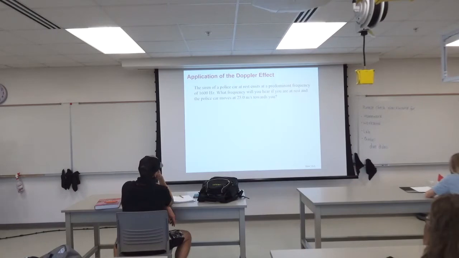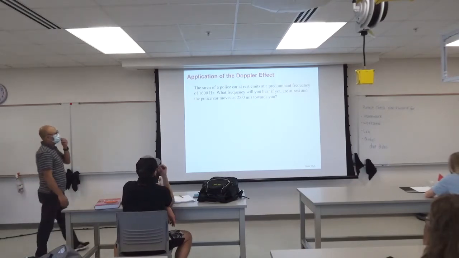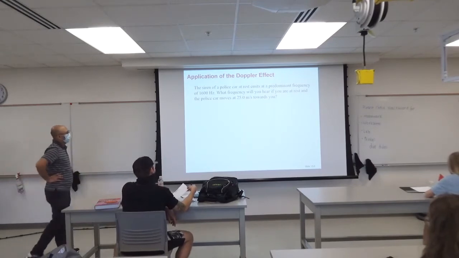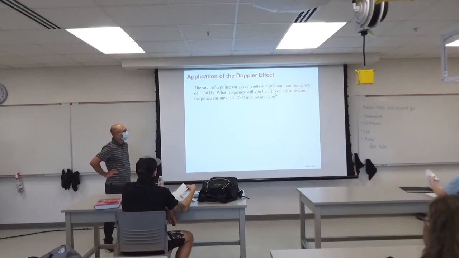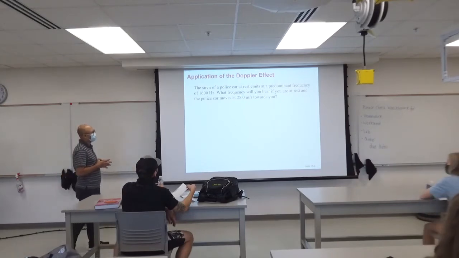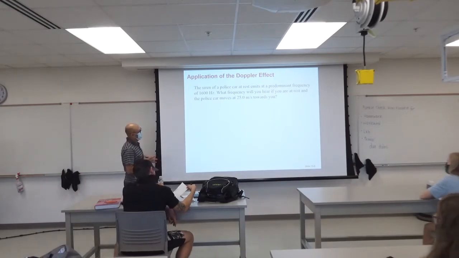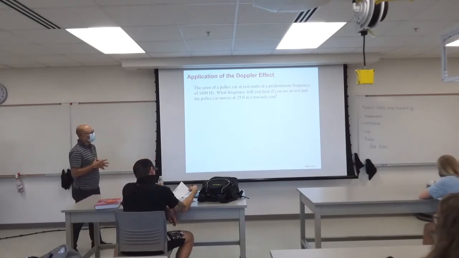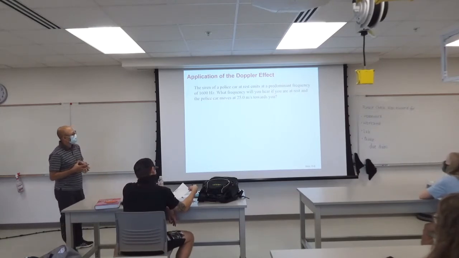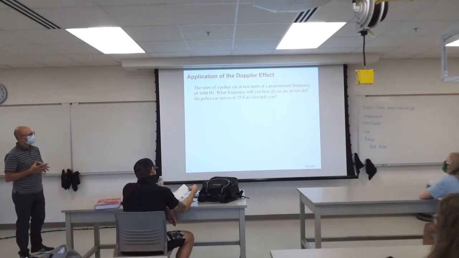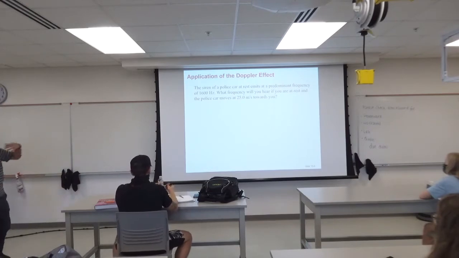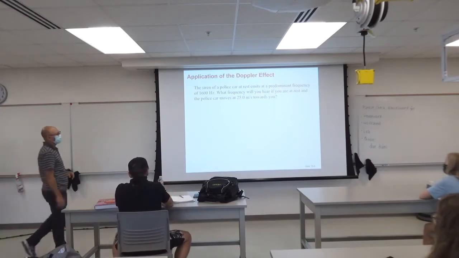So here is a problem. A siren of a police car at rest emits a predominant frequency of 1600 Hertz. That's the frequency of the source, Fs. And what frequency will you hear if you are at rest and the police car moves at 25 meters per second towards you? We want to know the frequency that you perceive if the police car is moving towards you at 25 meters per second.